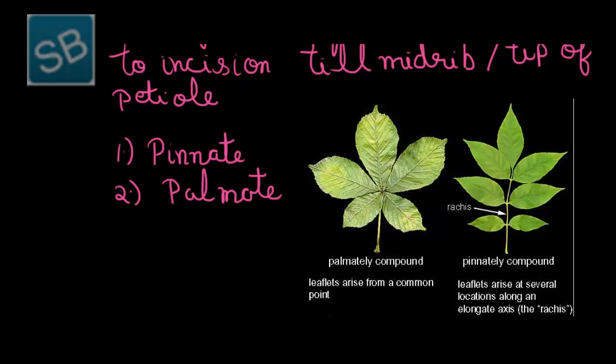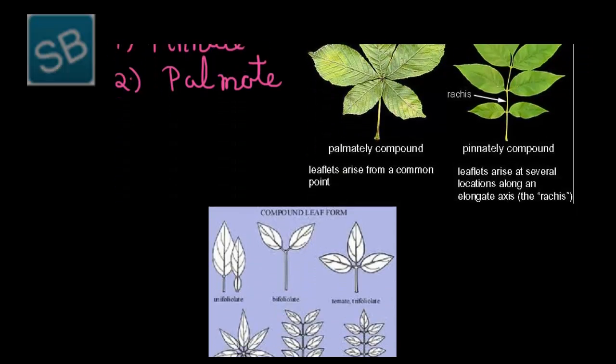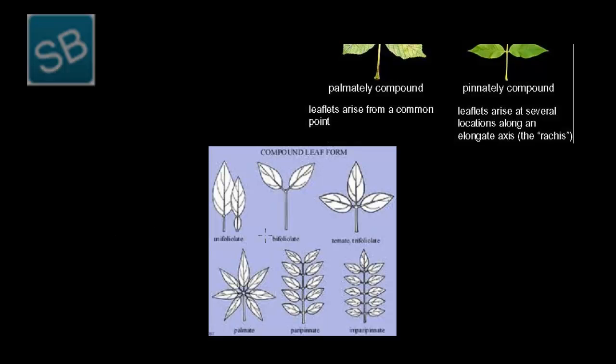Further, pinnate and palmate compound leaves are divided further. As it can be seen from the figure, the palmate compound leaf is of types: unifoliate, bifoliate, trifoliate or multifoliate. If single leaflet arises from the tip of petiole, then such a leaf is known as unifoliate. Similarly, in bifoliate, two leaflets arise from the tip of petiole, and in trifoliate or multifoliate, more than two leaflets arise.